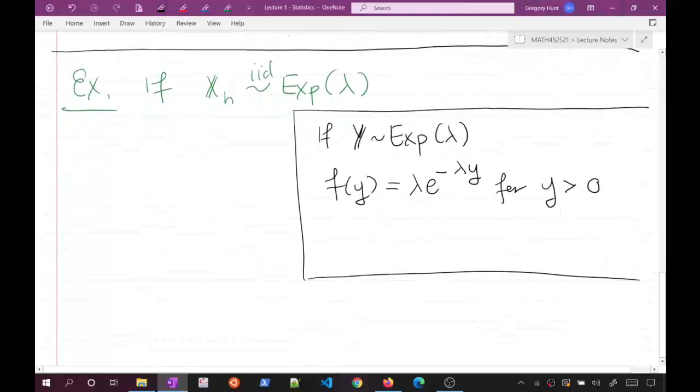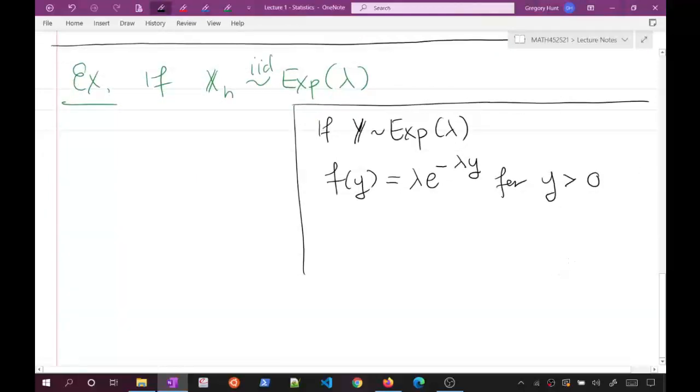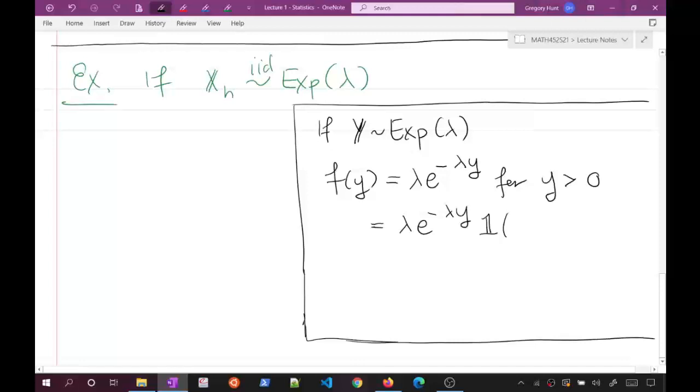One way we can write this as one line, so some notation we're going to introduce here, is we can write it as lambda e to the negative lambda y, and then I'm going to do something a little bit funny looking. I'm going to say a bold 1, of y bigger than 0. So this thing is called an indicator function.